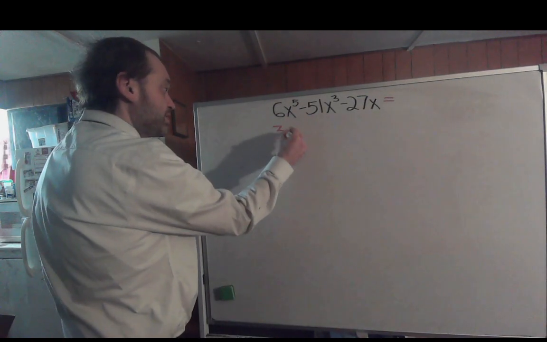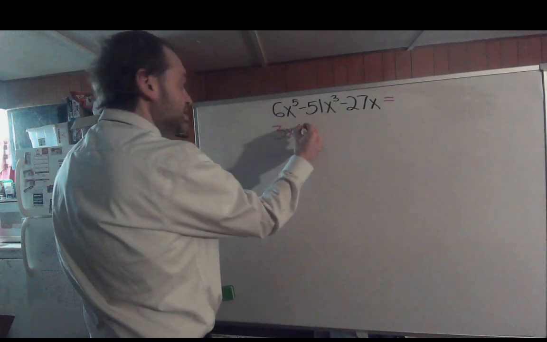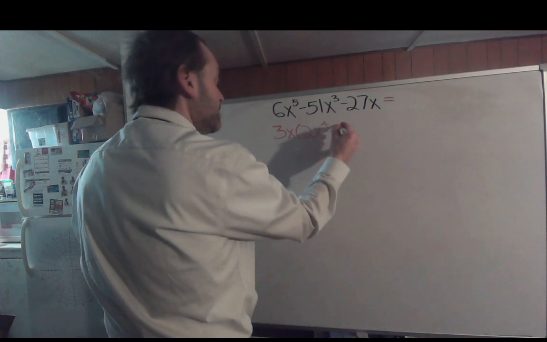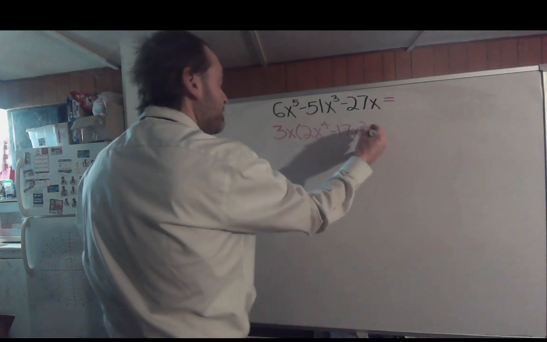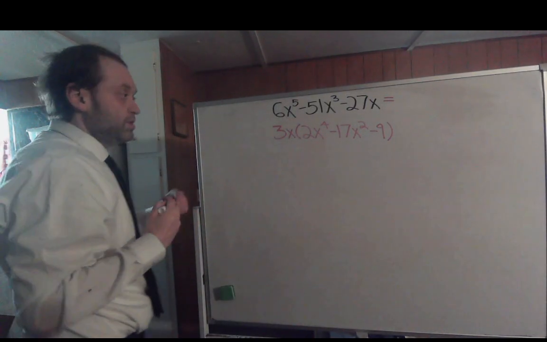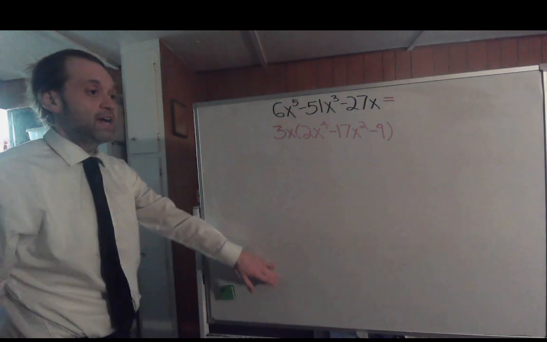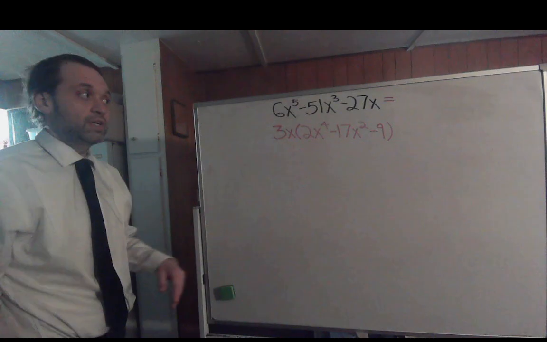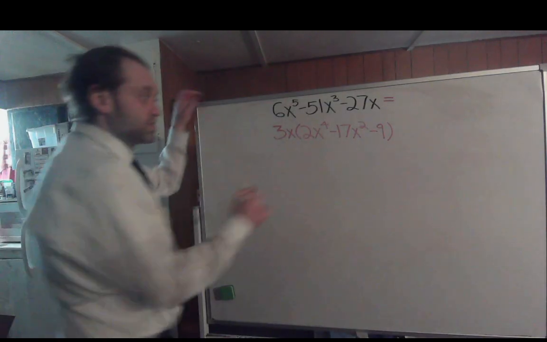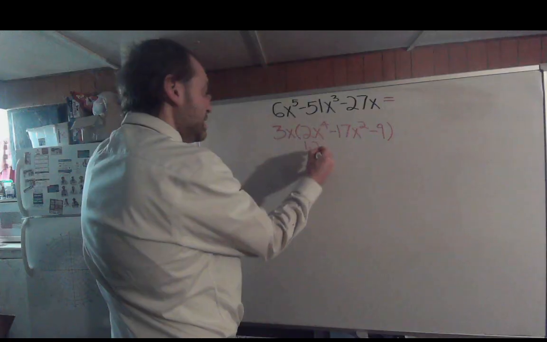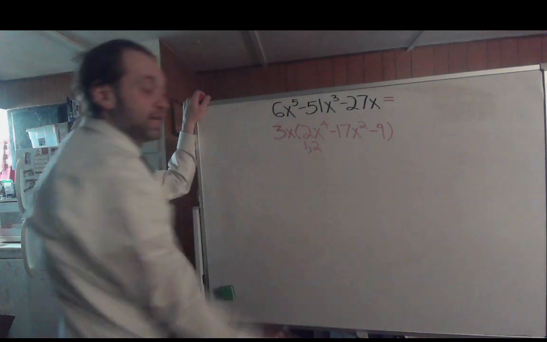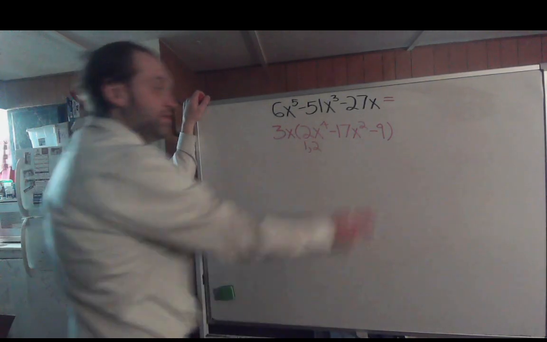So if we factor out that 3x, this will end up turning into 3x times the quantity of 2x to the 4th minus 17x squared minus 9. So now you have, inside the parentheses, a 4th power, which we can now treat like a quadratic. And then let's figure out some factors of 1 and 2. And then since your middle coefficient is negative for the x squared and your constant term is negative, you need a positive and a negative factor of each that'll work.